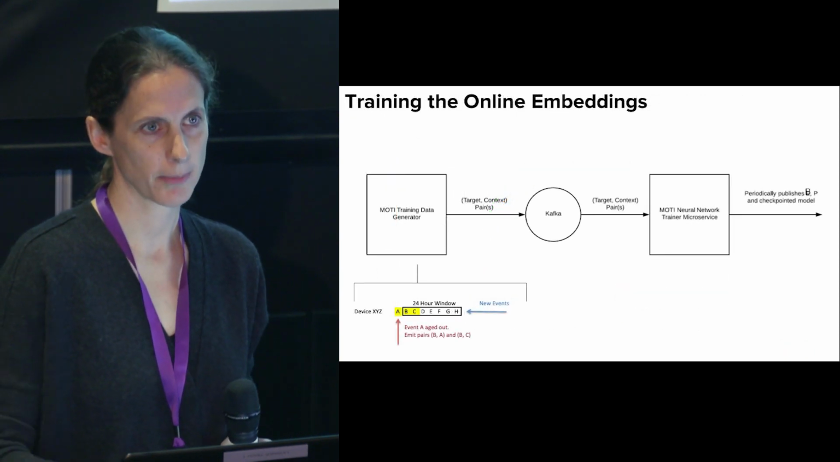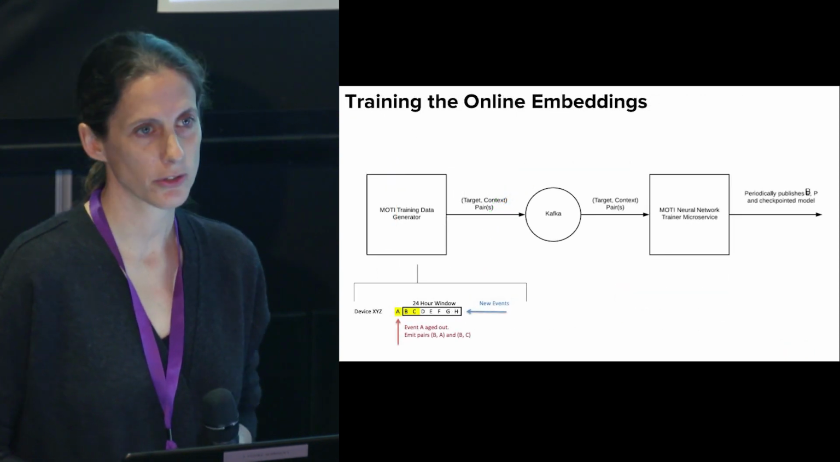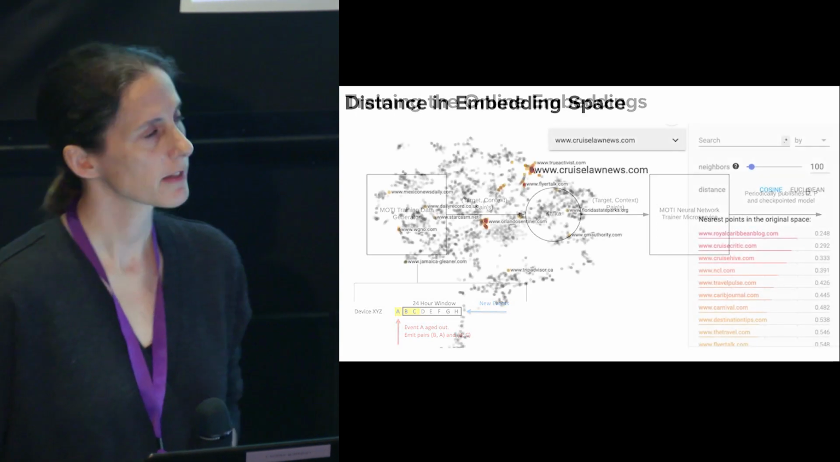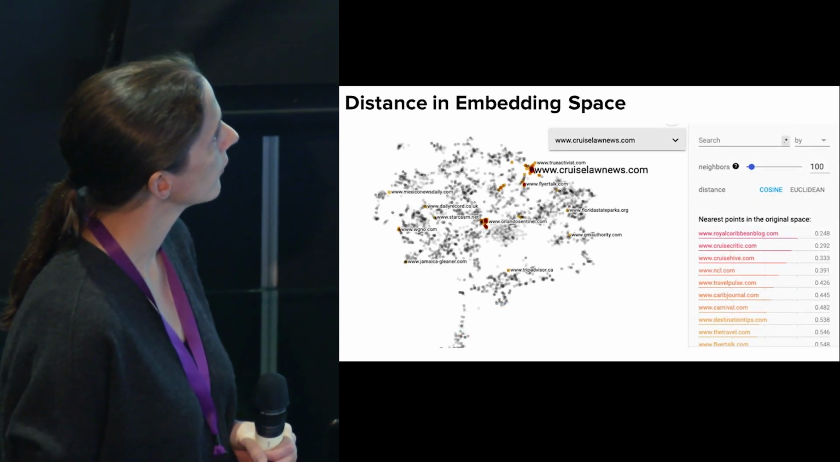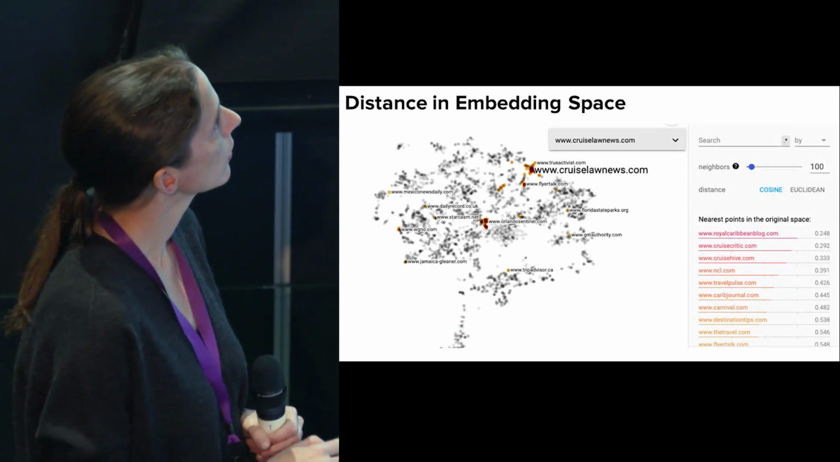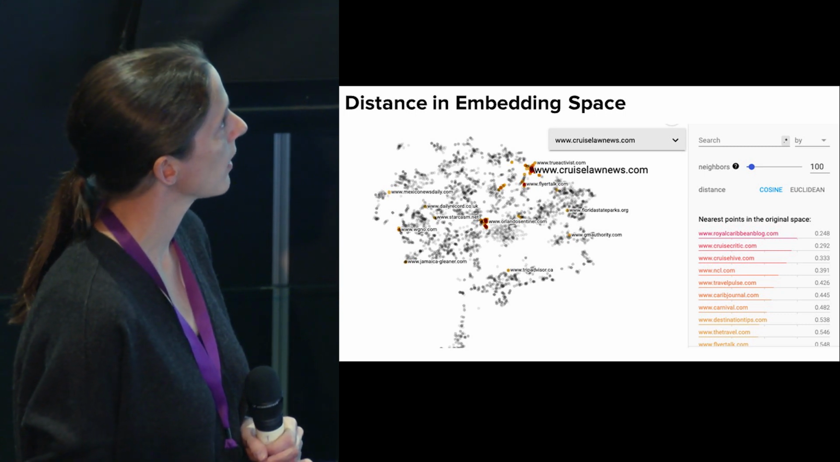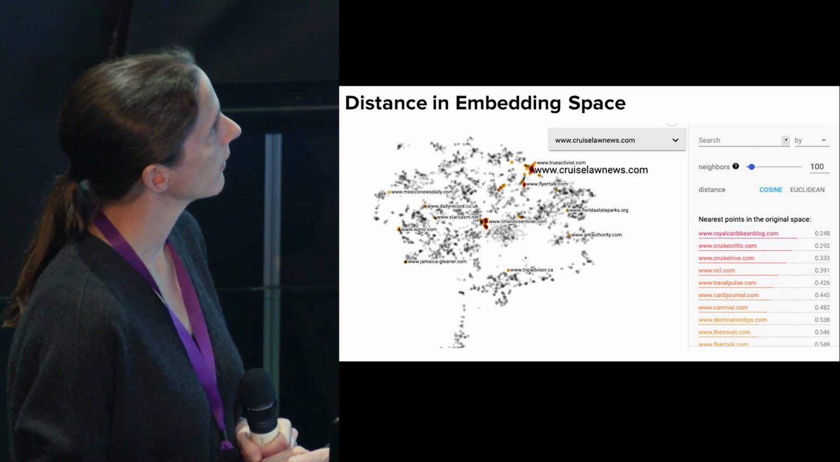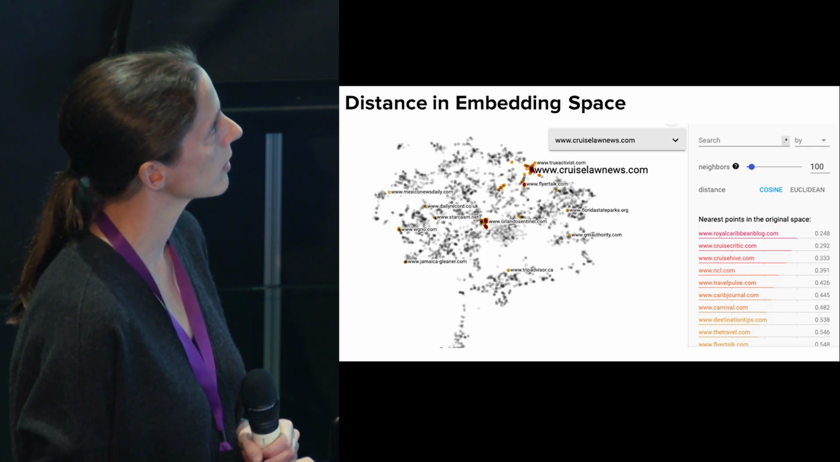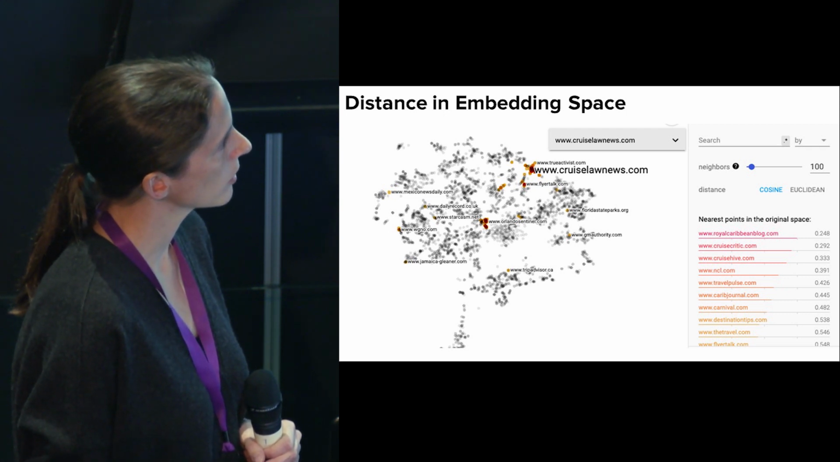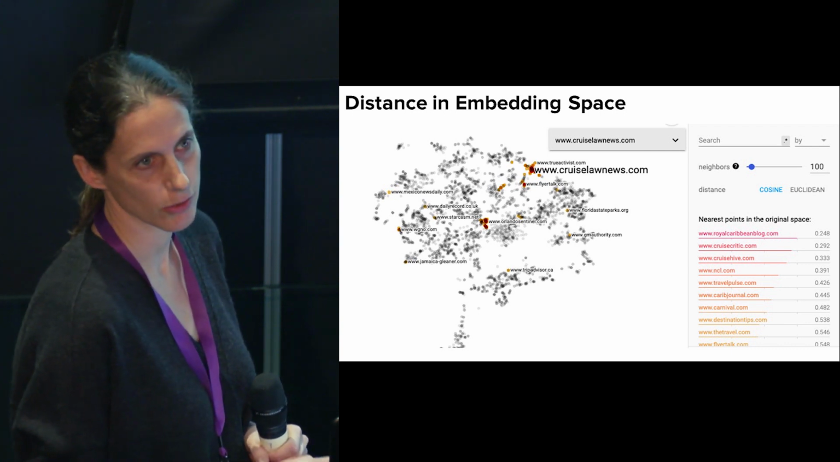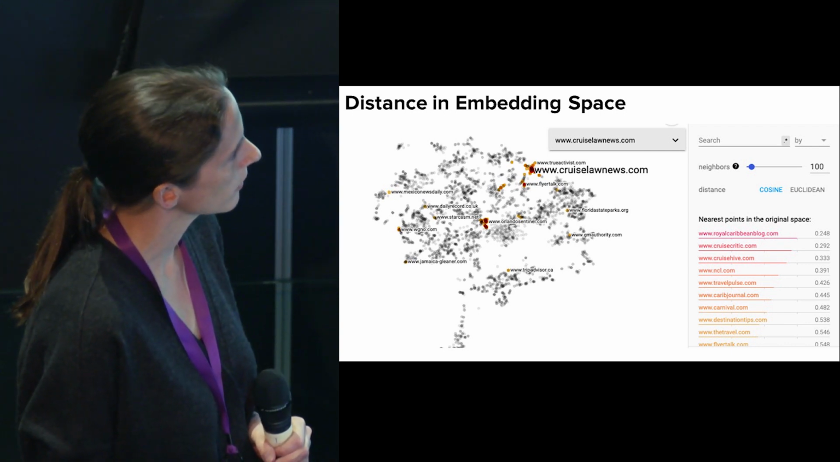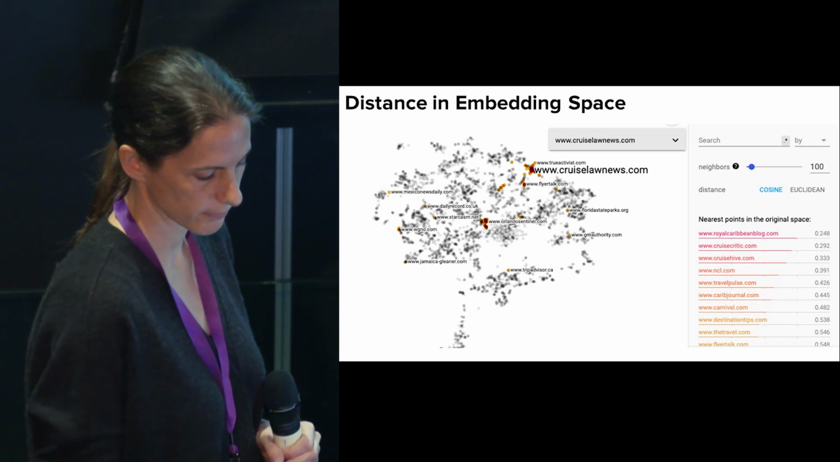So we train our embeddings using TensorFlow. We monitor the training using TensorBoard. This is a screenshot of TensorBoard just for fun. You can see, again, the embeddings projected into 2 dimensions. You can choose a URL. Here, Cruise Law News. On the side, it shows you all the closest URLs in embedding space to Cruise Law News. You can see there are all sorts of websites about cruises.